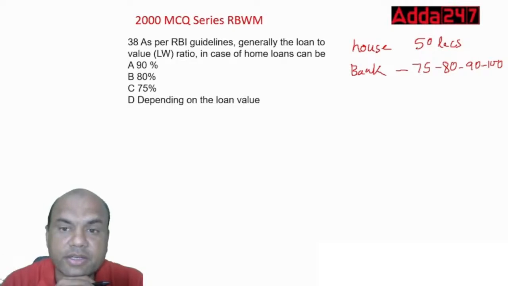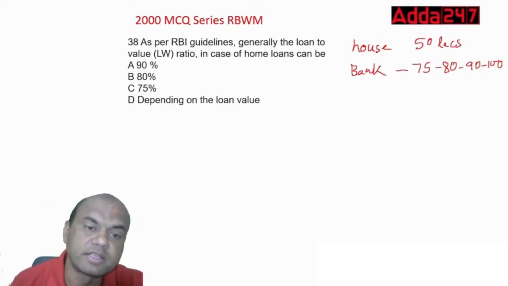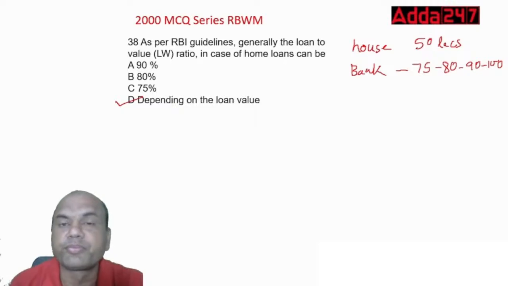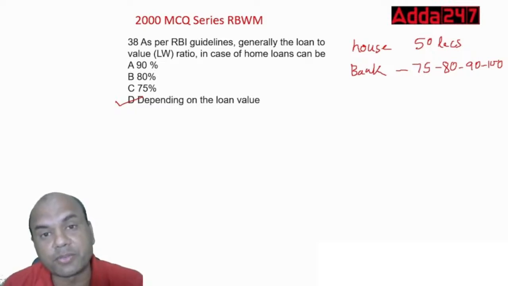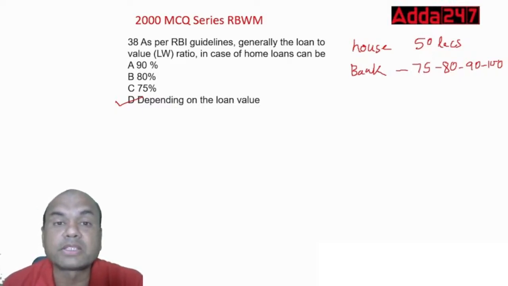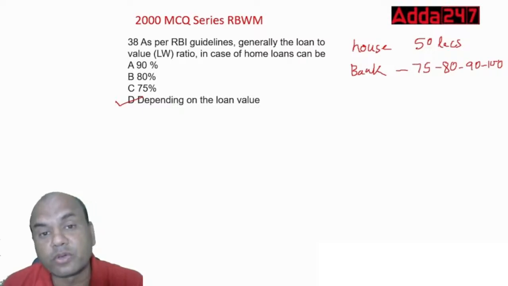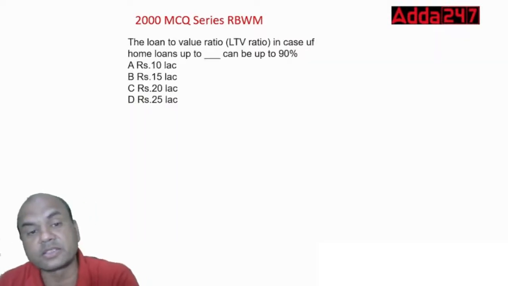Yeah, it is correct. See this: depending on the loan value. Depending on the value, the bank has to take their own call. RBI has given certain guidelines. Up to 30 lakhs, you can give up to 90%. 30 to 75 lakhs, you can give up to 85%. Above 75 lakhs, you can give up to 75%. But RBI has said that although these are the guidelines, they are not tight compartments. You have to decide on your own. So depending on the loan value is the right answer.